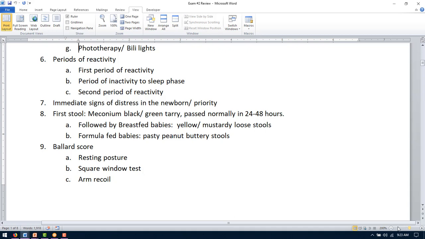Baby's first stool is going to be meconium. It's black, it's green, it's tarry. Generally, they pass it within 24 to 48 hours. Start to get a little nervous if they haven't pooped in 24, but just monitor them until 48. Breastfed babies are going to have yellow, mustardy, loose stools, whereas formula-fed babies are going to have pasty, peanut butter colored stools.